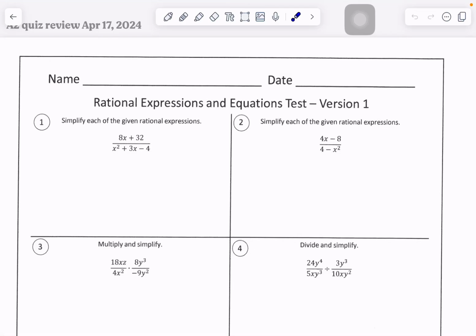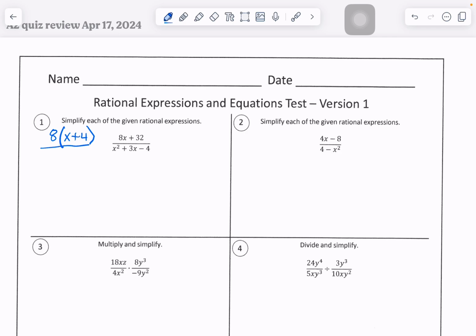All right, so let's go through this review sheet. Remember, always factor everything first. So 8x plus 32 has a common factor of 8. Right, and then it becomes 8 times x plus 4.